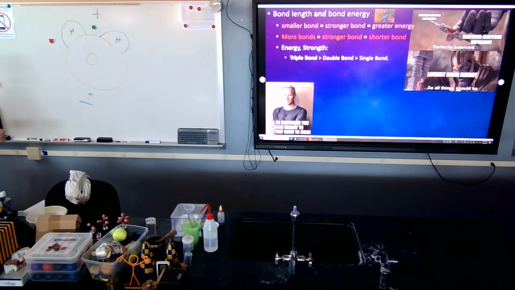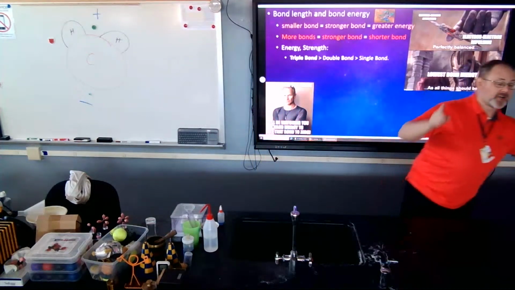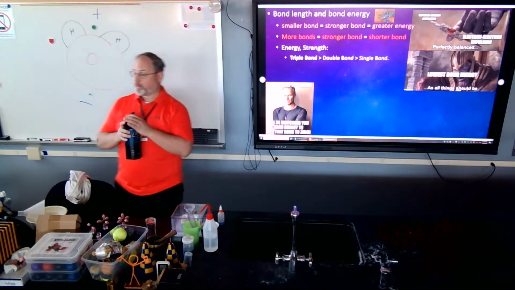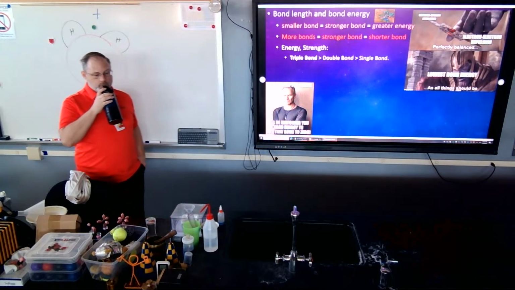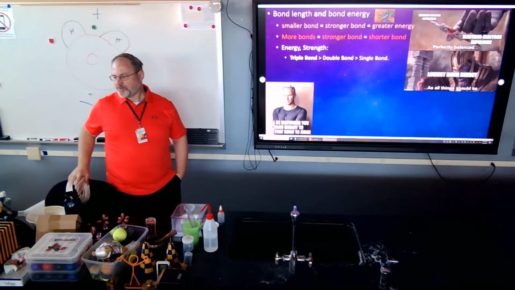So a triple bond is still 1 bond, a double bond is still 1 bond, but there's more electrons in the bond. And the more electrons in the bond, the stronger the bond's going to be. More bonds equals stronger equals shorter. Now he's got it. Boom.